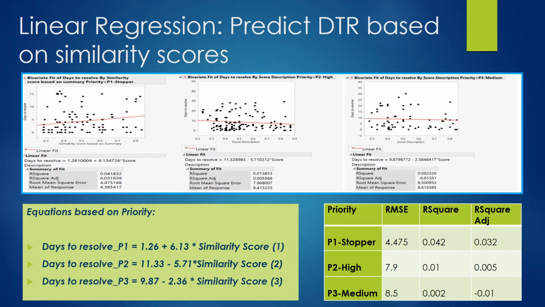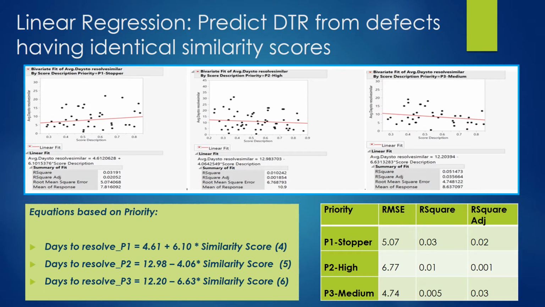For P2 and P3 defects, negative slopes in equations 2 and 3 and graphs 2 and 3 indicate that as similarity increases, days to resolve decrease. The similarity of issues does not by itself drive quicker resolution for all P1 stopper defects, whereas it does for P2 high and P3 medium defects.